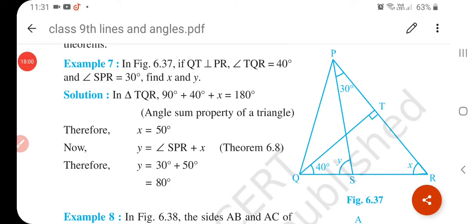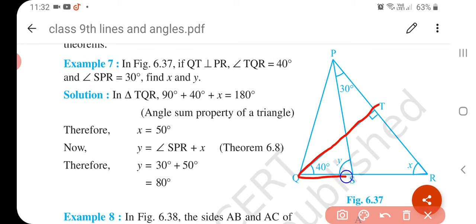Let's see example number 7. In figure 6.37, if QT is perpendicular to PR, angle TQR is equal to 40 degrees and angle SPR is equal to 30 degrees, find X and Y. What is given? Angle TQR and angle SPR are given, and it is given QT is perpendicular to PR. So if we talk about triangle TQR, this is 90 degrees, this is 40 degrees, then what about X?